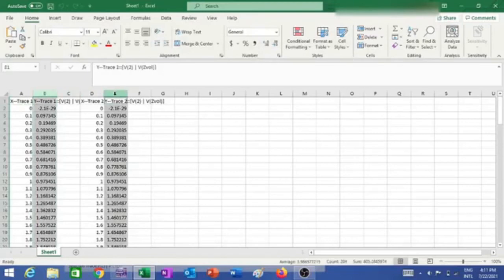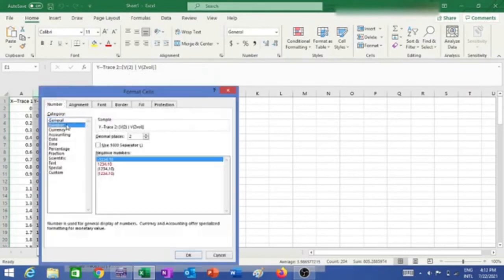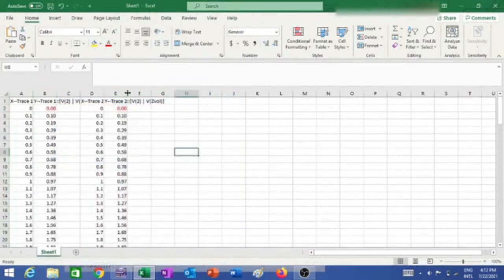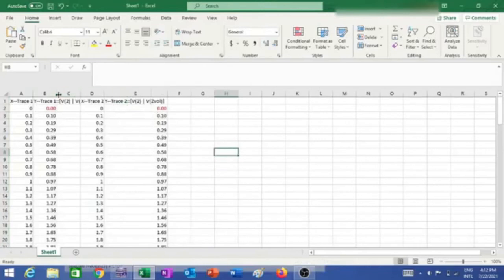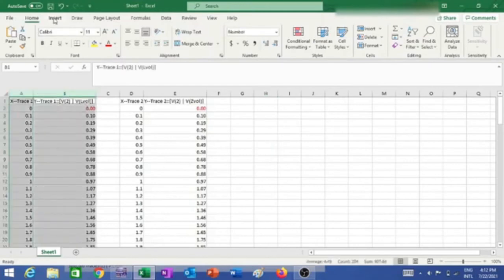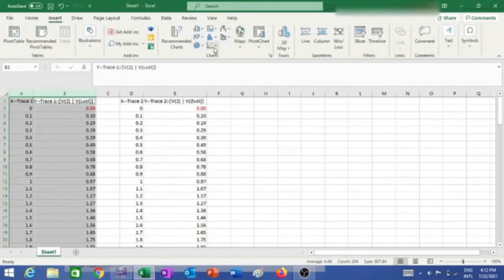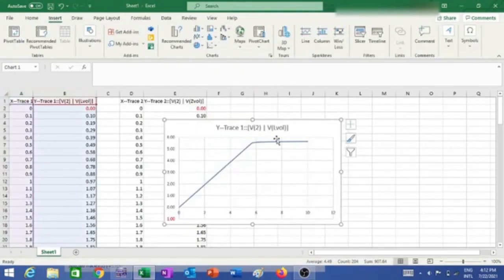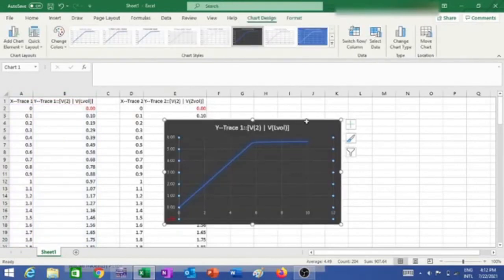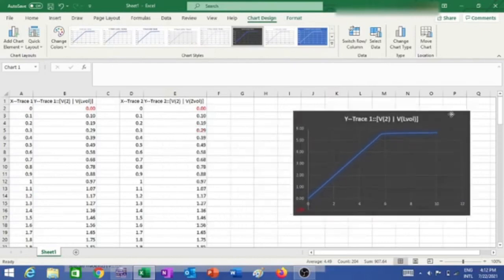Let me format it to a number, and probably 2 decimal places is fine with me now. Okay, so I got this. You can see this is my Zener voltage and this is my load voltage. So let me plot the graph for this and this again. This will give me an idea whether I'm going right or wrong. So this I got for my load side. The gray or black one you can see is my load side.